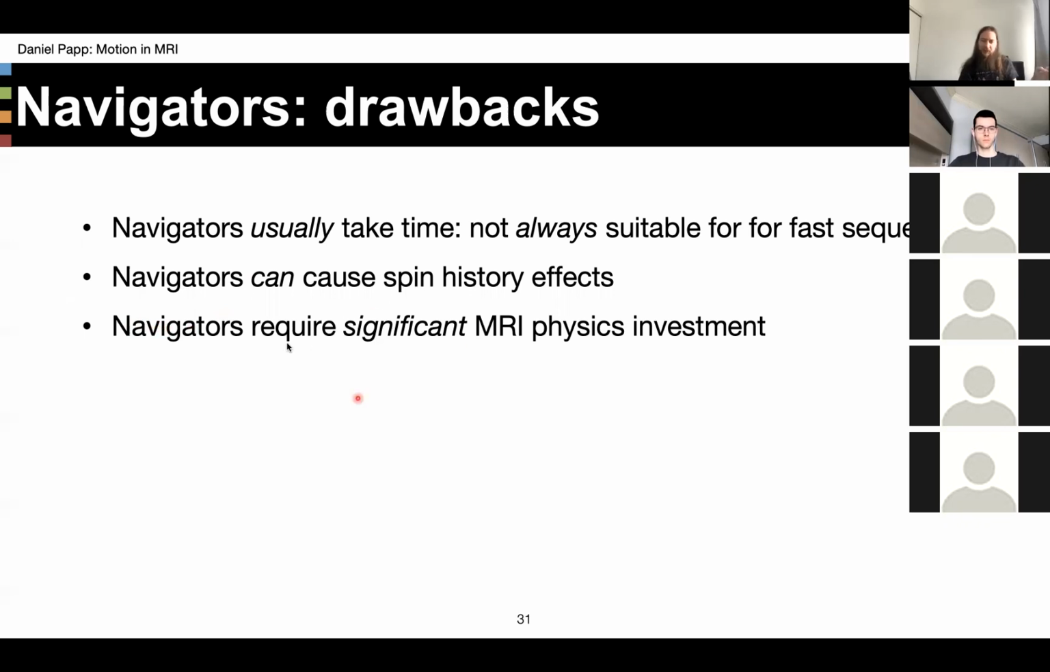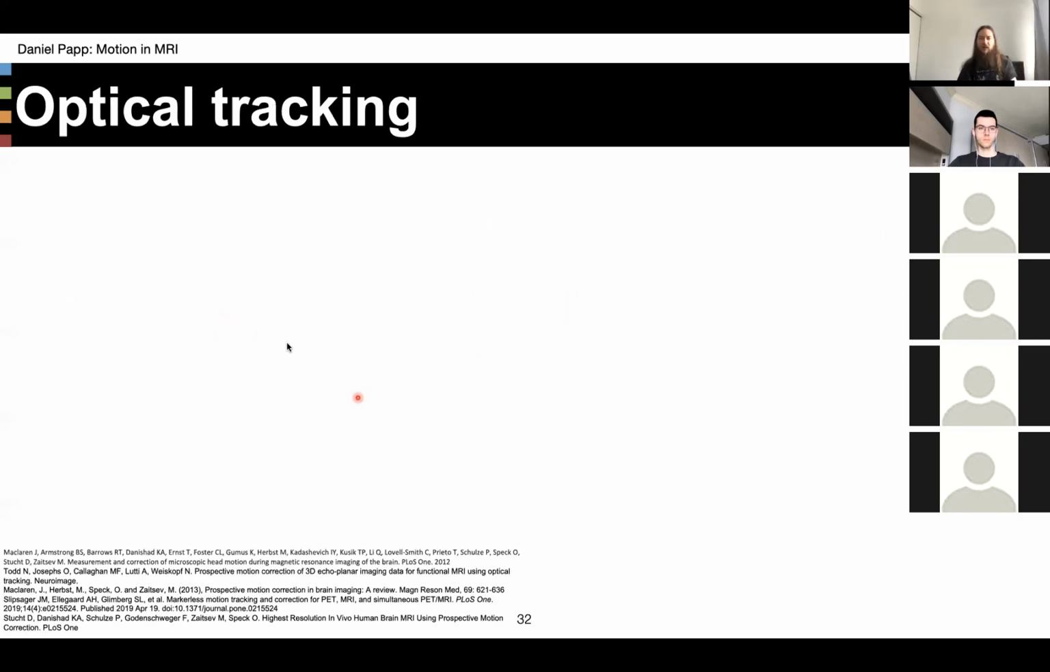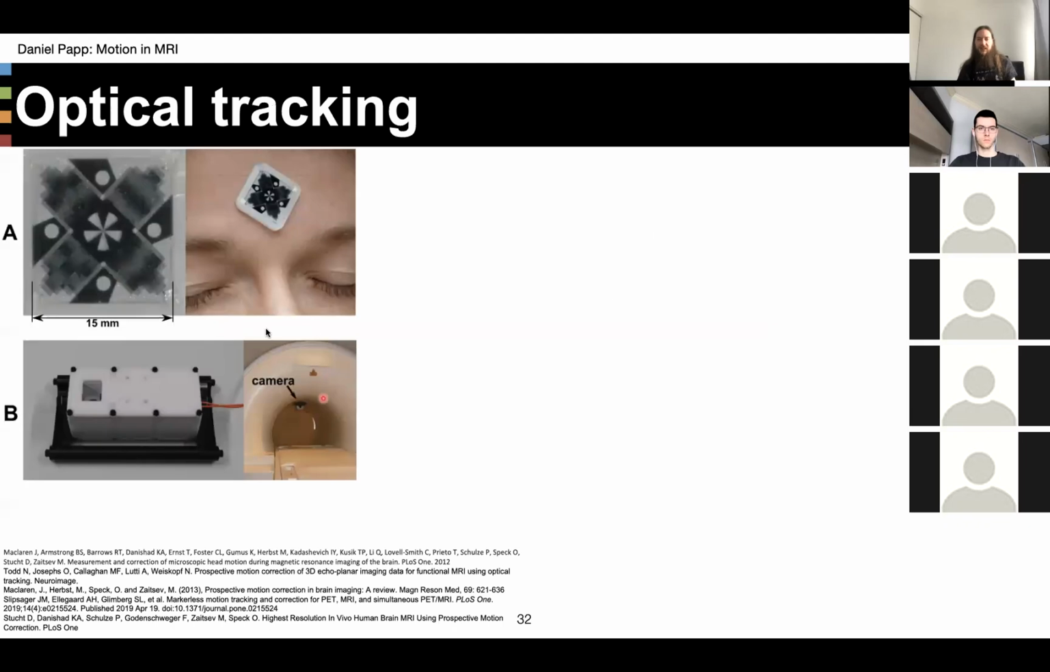Let's say you don't want to bother with navigators, you want to use a camera. That's optical tracking. So you have a fairly expensive, almost all plastic camera, because it has to sit either in the bore or it has to have some other properties, which we'll talk about. And you have a marker. This is a Moiré pattern marker.